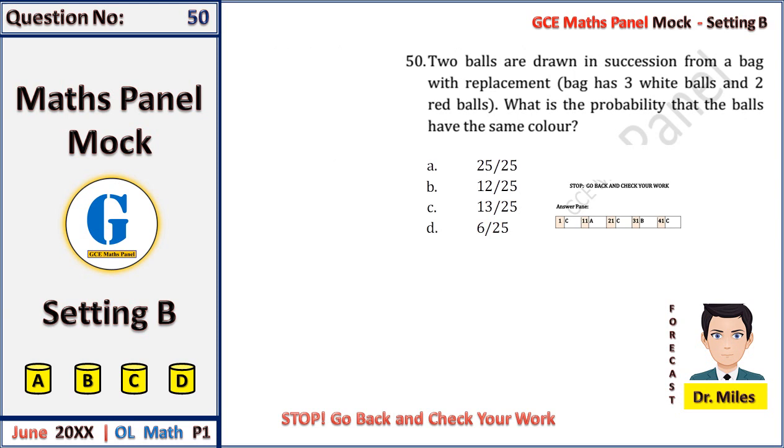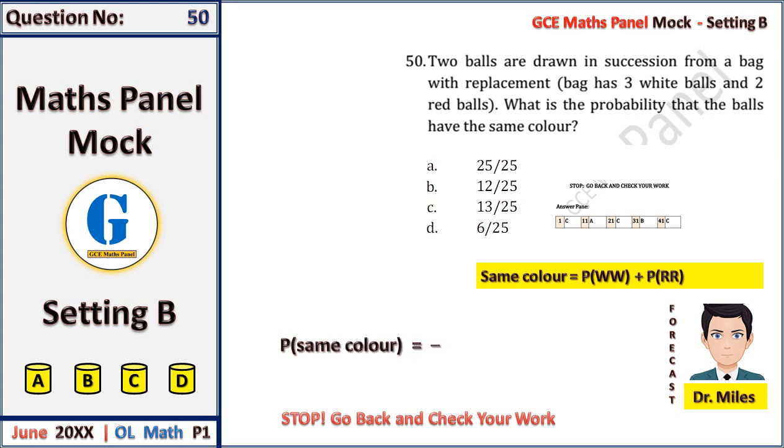Question 50. Two balls are drawn in succession from a bag with replacement. The bag has 3 white balls and 2 red balls. What's the probability that the balls have the same color? Now, if the balls will have the same color, it means either the first ball is white and the second is white, or the first is red and the second is red. And note, or in probability means addition. So, since the events are independent, the probability of the same color will be equal to white, that's 3 on 5 times 3 on 5, plus red, 2 on 5 times 2 on 5. That gives us 13 on 25 as the answer.